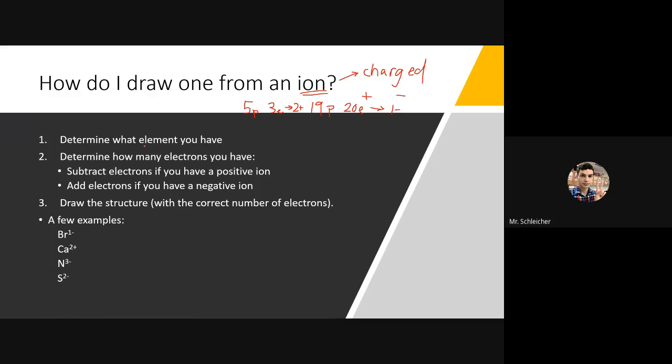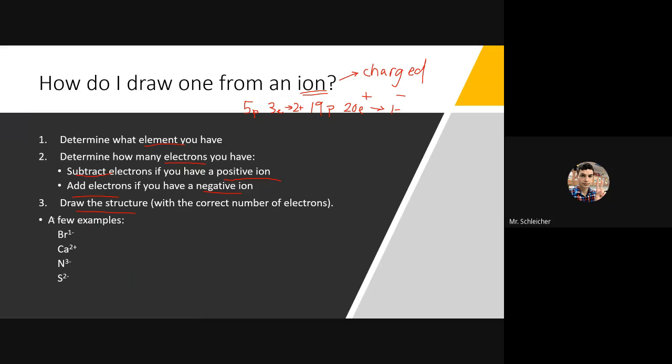So we are going to determine what element you have and look for its elemental symbol. We're going to look at how many electrons you have. If you have a positive ion, then you have to assume you have fewer electrons. The reason you have to figure out how many electrons you have is that you want to draw the correct number of electrons around your element. If you have a negative ion, you're going to add more electrons, because electrons are negative, so a negative ion means you have more electrons. Finally, just draw the structure the same way you did before.